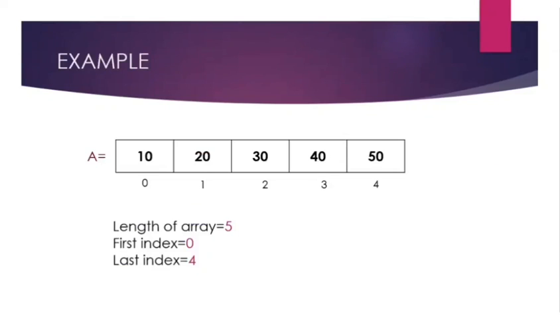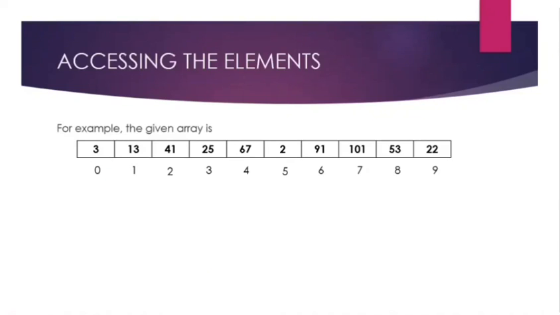Let's see an example of the structure of an array. See, the length of the array is 5, and the name of the array is A. In arrays, we use an index to represent individual elements. So the first index is 0, followed by 1, 2, 3, and the last index is 4. Remember, the index starts from 0. Now, what if we want to access a single element? Let's see how to access the elements.